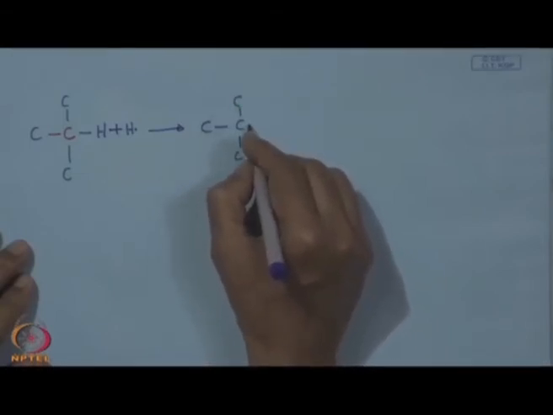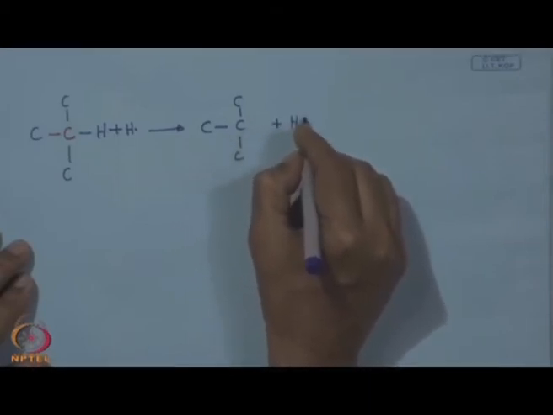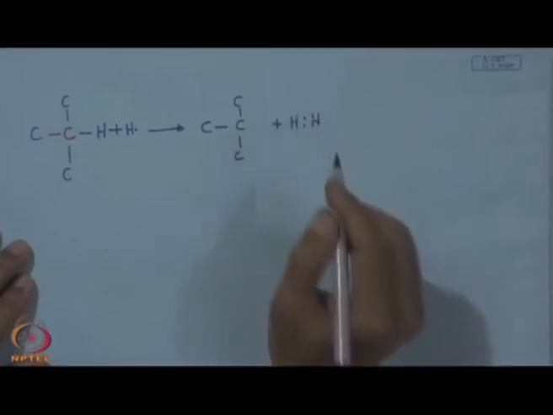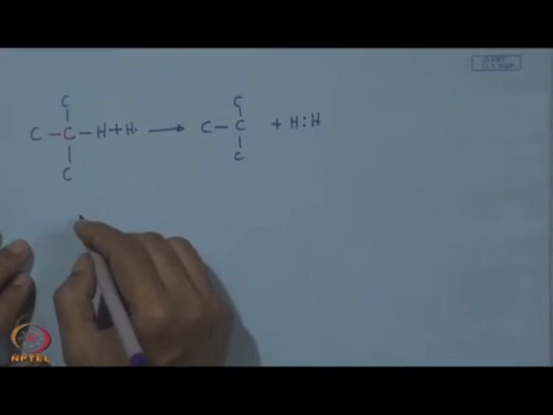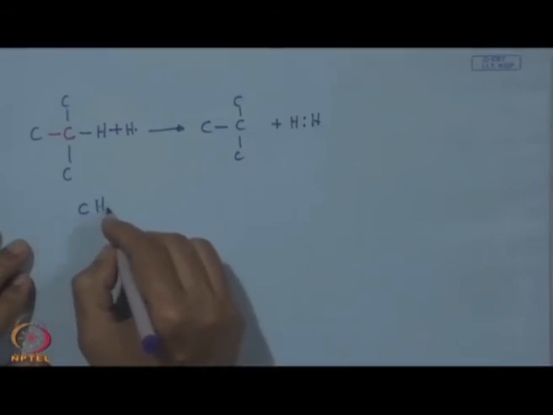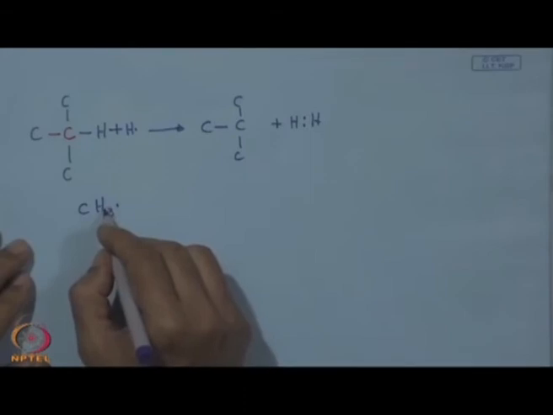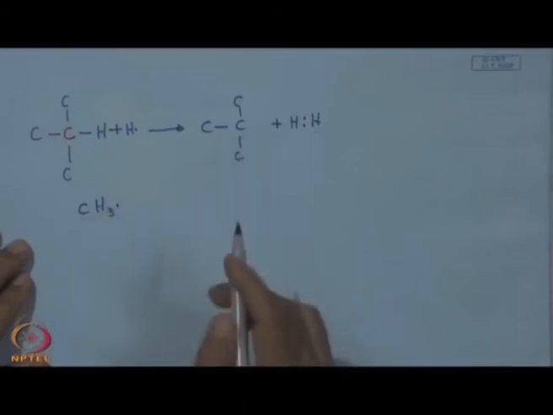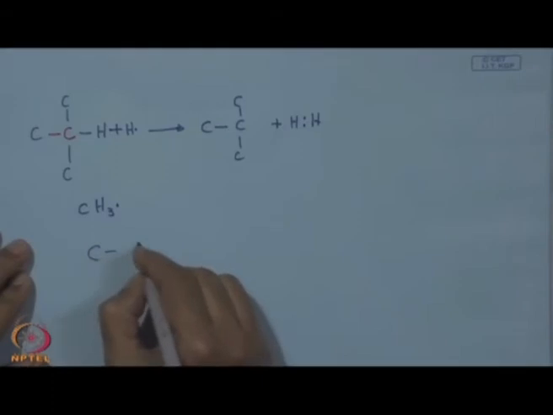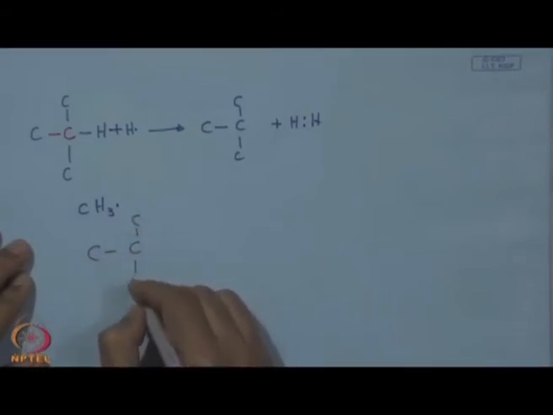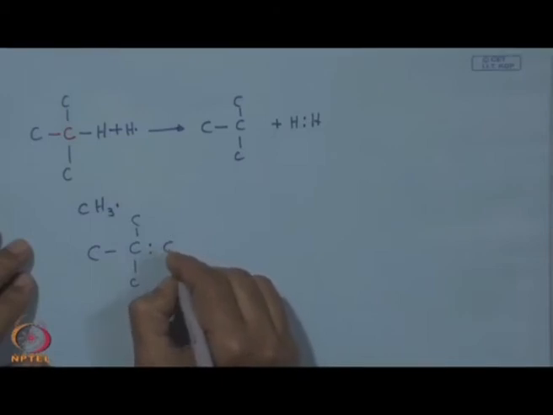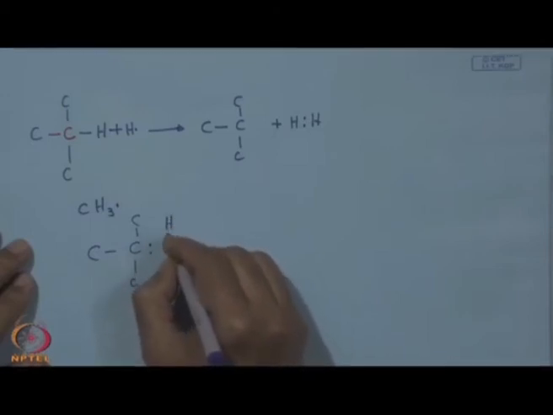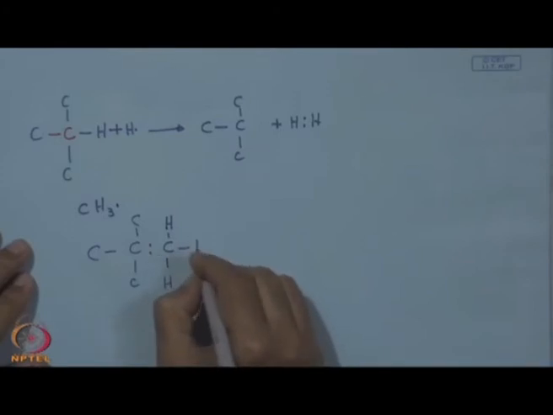So, it is now free, and here we have this bond formation, and this site is free. Now, in this site what is going to happen, that methyl radical which is CH3, this methyl radical will occupy this position. That means, with this formation where this site is free, the methyl radical will come and it will have this configuration like this.